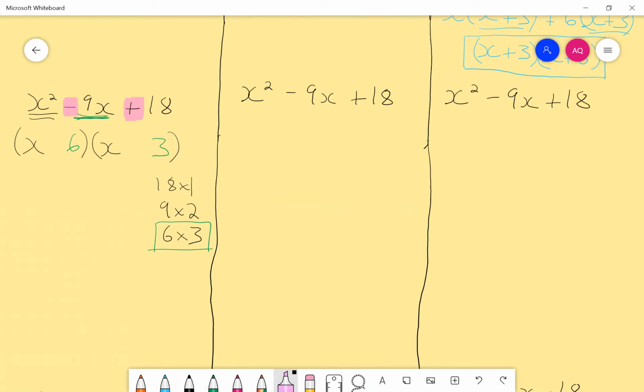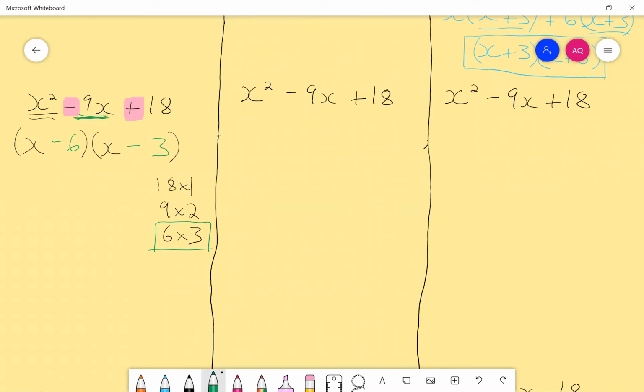So we have a negative sign with this, which means now the positive sign with the 18 means it has to be the same sign. And then combined with the negative sign with the 9 means it's going to have to give us two negatives here. The reason being, that's going to give us our minus 9x, okay?